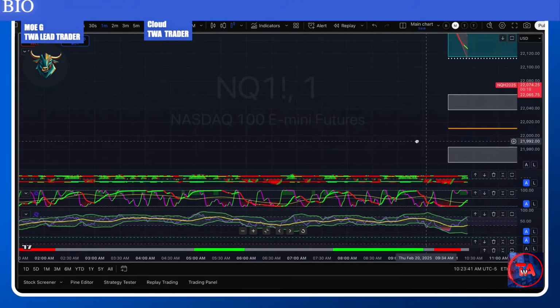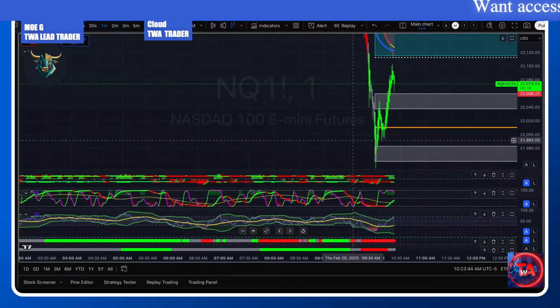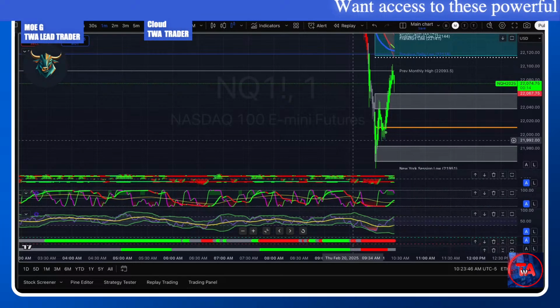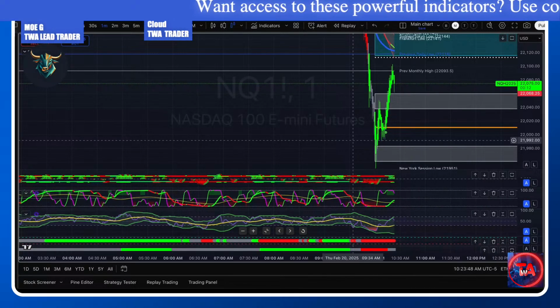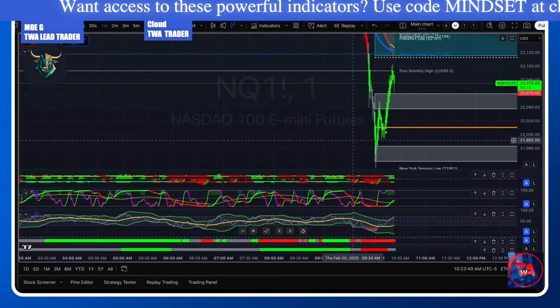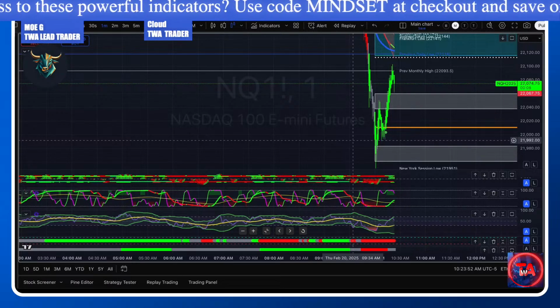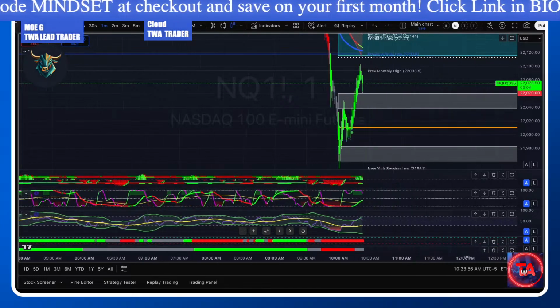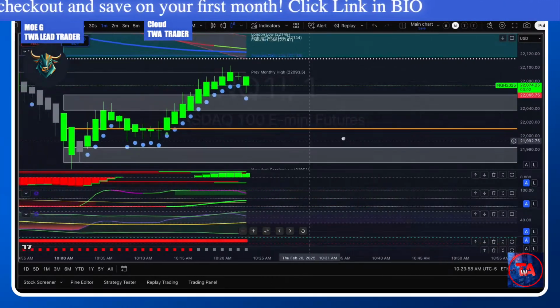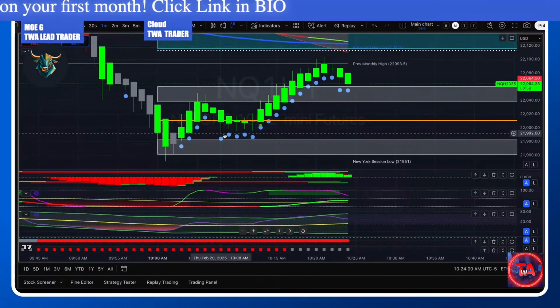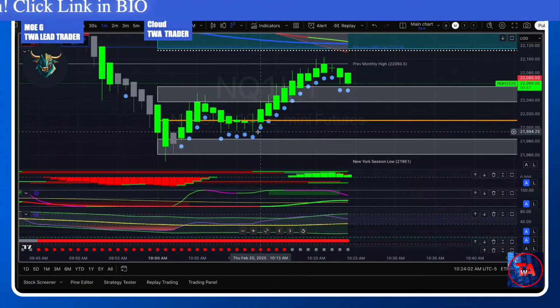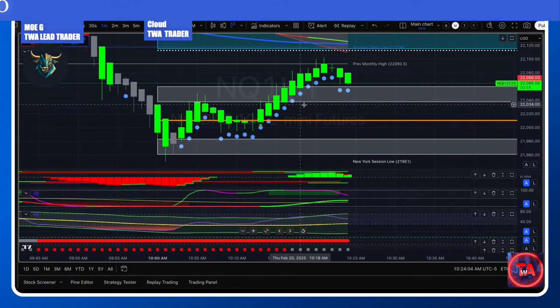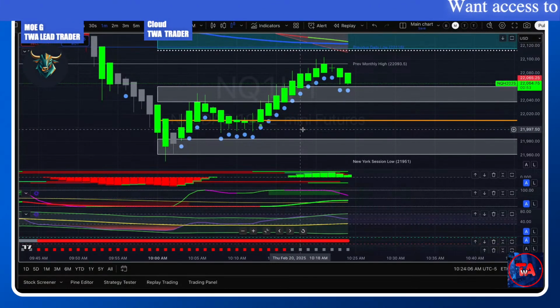Let it load up. Even from a Heikin Ashi standpoint, look how the candles performed on the 1 minute. The reason why I went long down here.